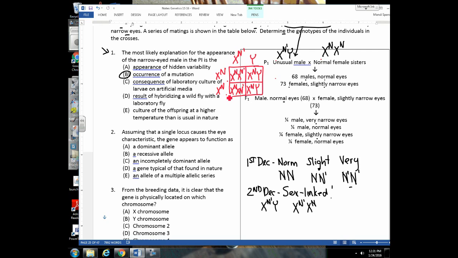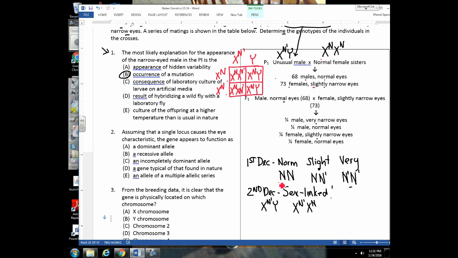I should see all the females with a middle phenotype, with that slightly narrowing of the eyes. All the males should have normal eyes. Remember that capital N with no prime indicates normal, and that checks out, so I'm on the right track. From that point on, I would probably stop and wouldn't work any more Punnett squares, and I would start answering the multiple choice questions now that I have a really good idea of what's going on here.